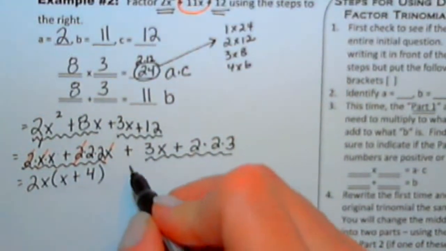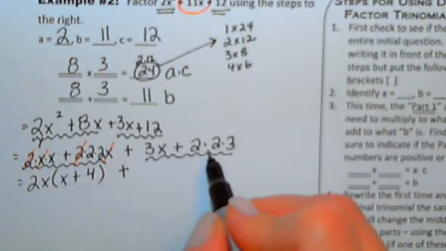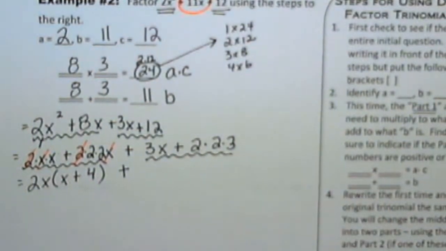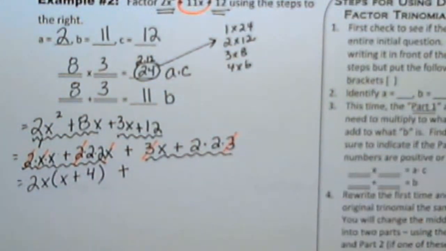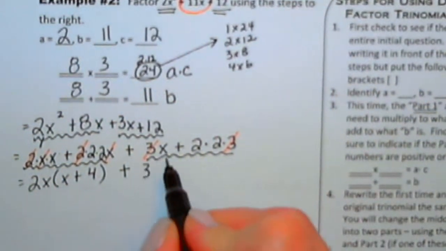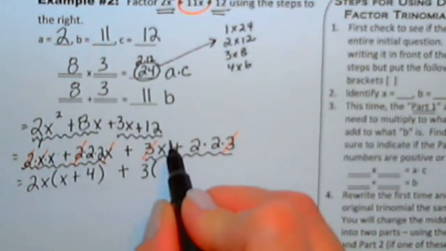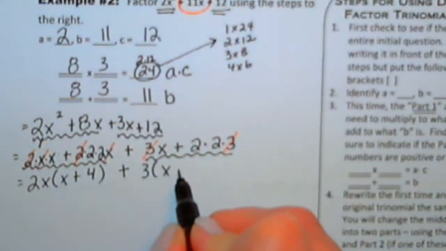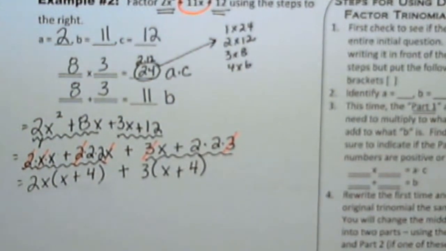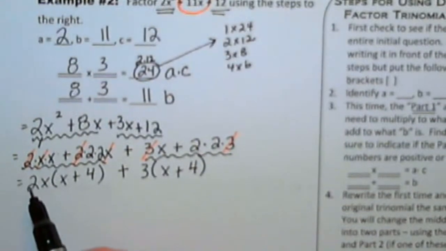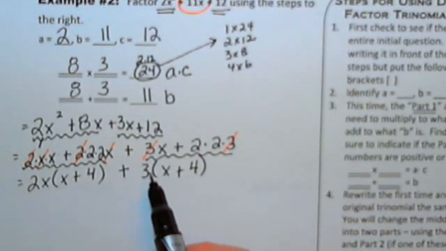Now I'm going to drop this plus sign, and I'm going to look at these two. What's the GCF between them? Well, the only thing that they have in common is the 3. So I'm going to put the 3 down, and the rest go in brackets after. Open brackets, what's left for the first term? X plus 4.